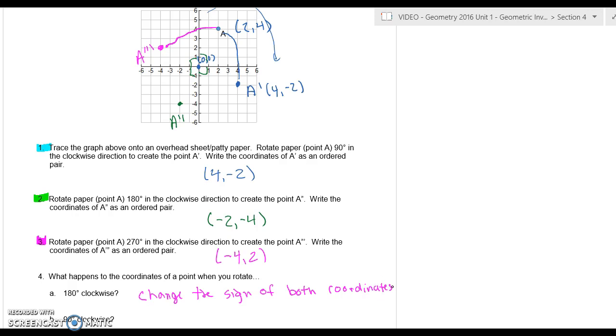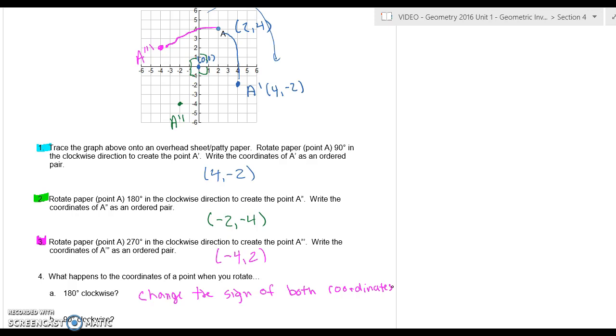You might be thinking, well, wasn't that a reflection over the origin? That's exactly what it is. So in this case, a rotation of 180 degrees ends up being the same exact thing as a reflection over the origin. That will always happen when you're dealing with a 180-degree rotation. It's a reflection over the origin if you're rotating about that point (0, 0).